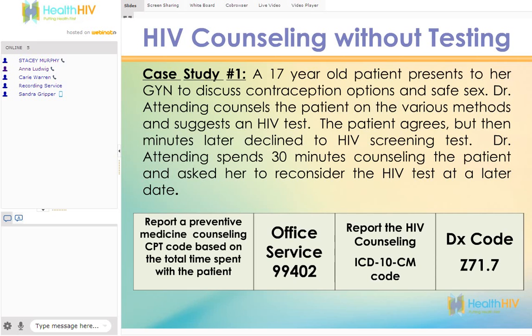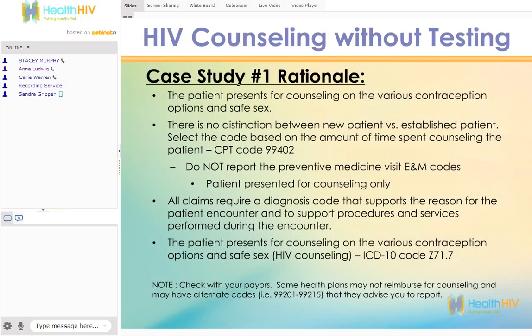So the physician counsels the patient for 30 minutes and asks the patient to reconsider the test at a later date. So this encounter was coded as counseling because this patient was counseled and there was no testing involved. The code 99402 describes 30 minutes of counseling, and the diagnosis code Z71.7 also describes counseling. And so the next slide just gives you the rationale.